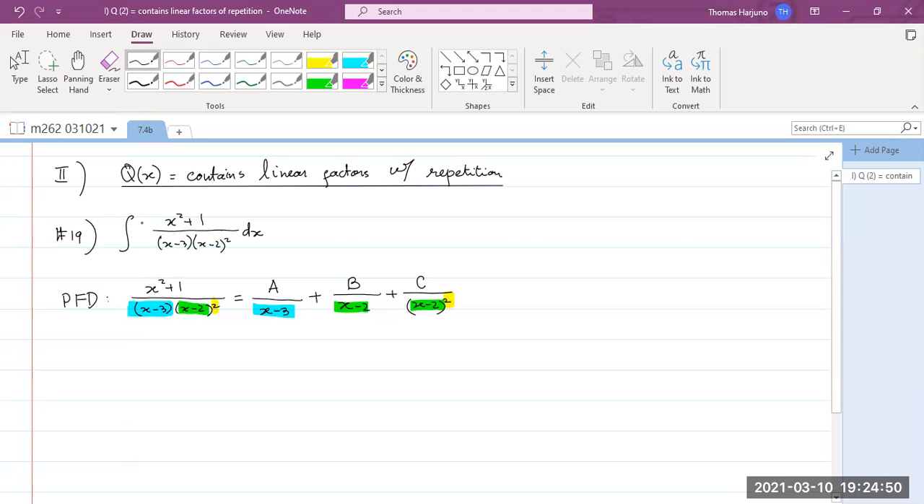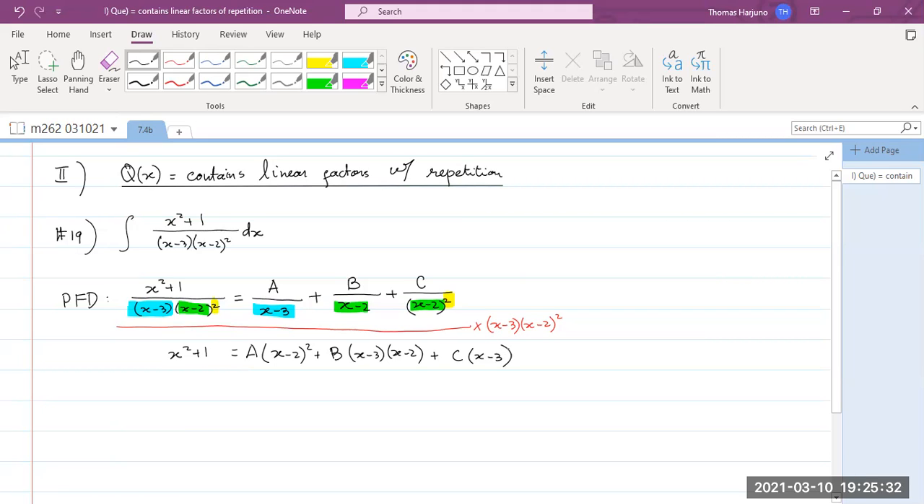No question? Okay, now from here, I will multiply this by the LCD, which is x minus 3, x minus 2 squared. On the left-hand side, we have x squared plus 1. And the right-hand side, A times x minus 2 squared, B times x minus 3, x minus 2, and C times x minus 3.